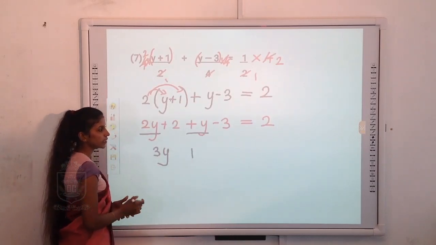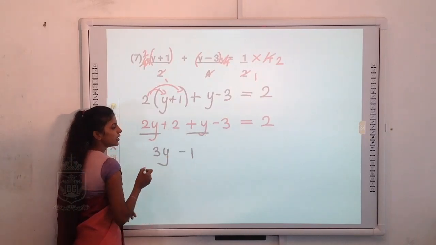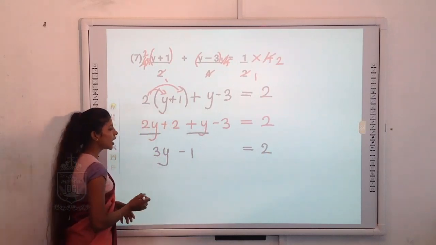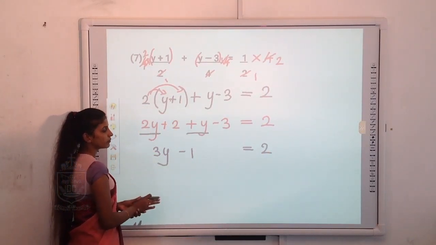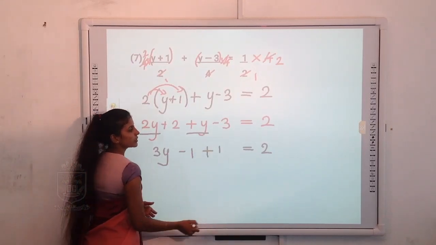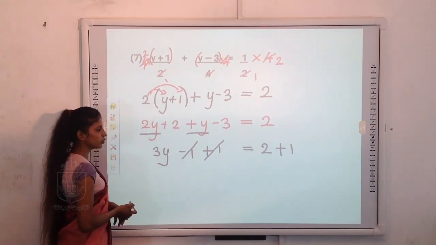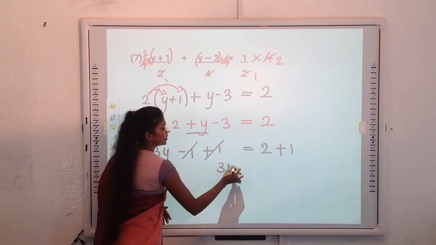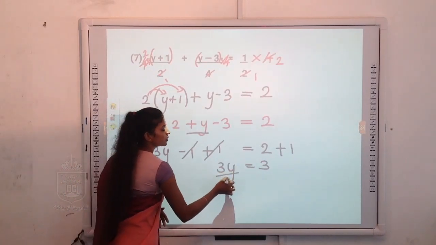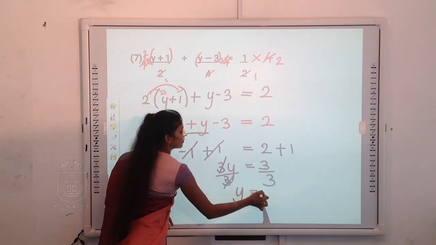But what will be the sign? 3 is large, 2 is small, so you have to put the sign of the large number, that is minus. So here 2. Our next step is to remove 1. Minus 1. So opposite of minus 1 is plus 1. So add 1 to both sides. 1, 1 is removed. 3y remaining, and here 3. So to cancel 3, divide both sides by 3. So our final answer is 1 here.